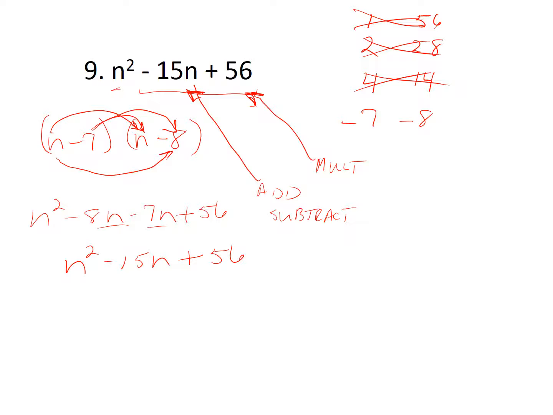So let's see now, is this what we started with? And it turns out that it's exactly what we started with. So these are in fact the two expressions, the two factors that we come up with, n minus 7 and n minus 8. Done.